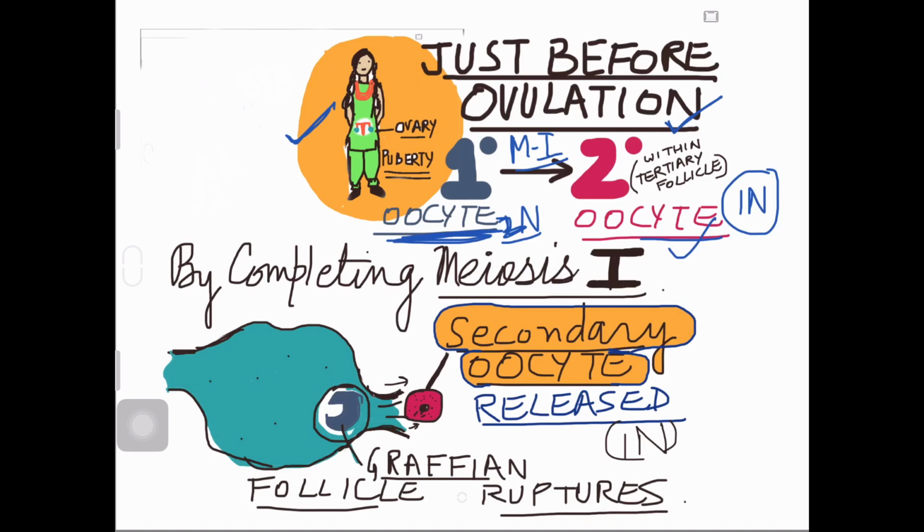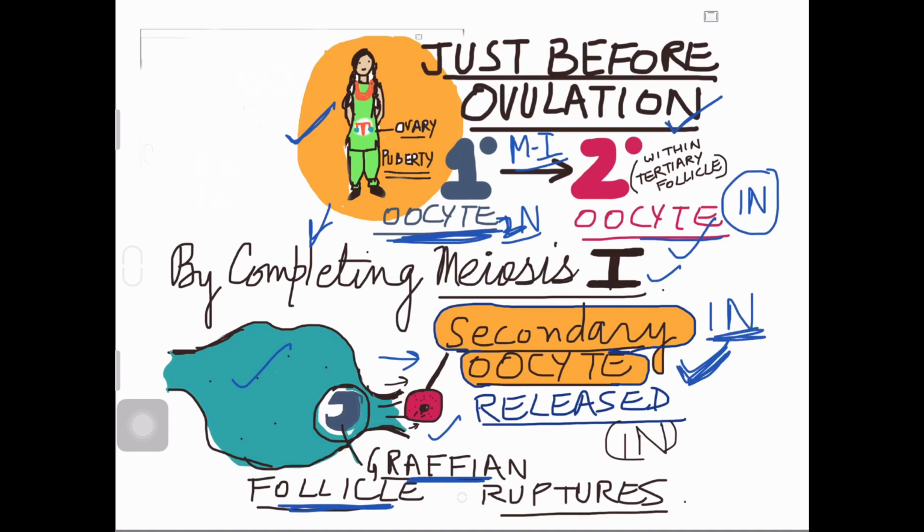Now, by completing meiosis first, secondary oocytes are formed. The secondary oocyte here has been shown to be released by the ovary. This is the ovary of this girl, isn't it? Transverse section. And here this Graafian follicle, the finally fully mature follicle containing the secondary oocyte, ruptures, and what is thrown out? The secondary oocyte, a 1N cell, haploid cell, is thrown out or released.